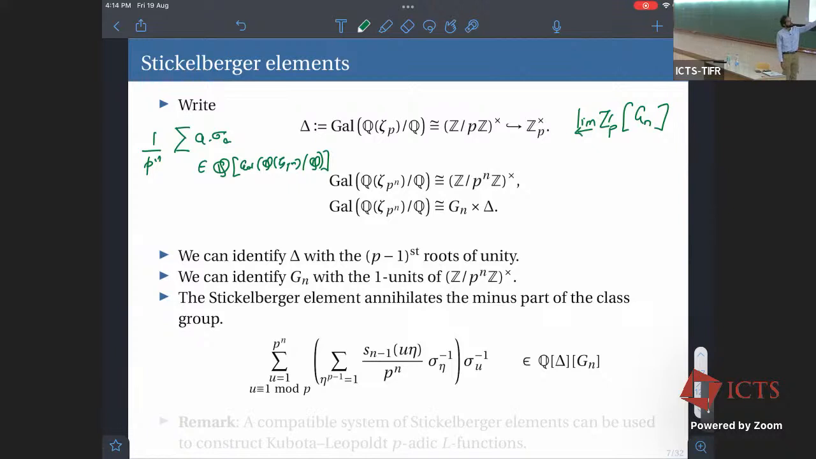When you follow your nose and do that, we have a sum over G_n and a sum over the (p−1)st roots of unity, and each term is a group ring element given by eta, the (p−1)st roots of unity, and a group ring element given by G_n. We are interested in this Iwasawa module, the inverse limit of class groups, and the Stickelberger element annihilates the minus part of the class group.